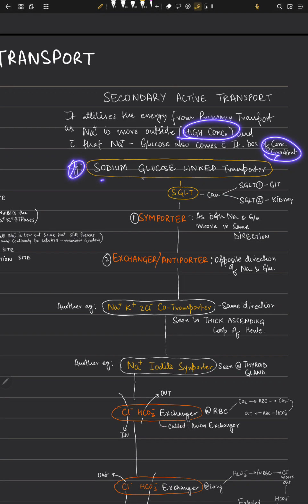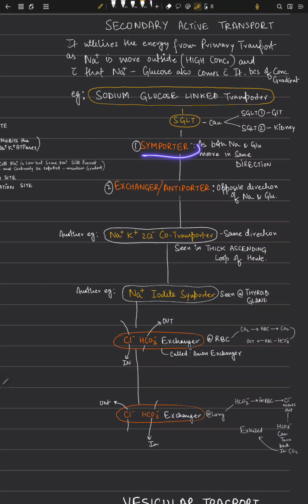Example: sodium glucose linked transport, SGLT. There can be SGLT1 and SGLT2. SGLT1 is found in the gut because you have only one gut, and SGLT2 is found in the kidney because you have two kidneys. That's how I remember it. Symporter means if one is going in, the other is going in as well, because sym means together. What is an exchanger? Antiporter. One is going out, another one is going in. Since both Na and glucose work in the same direction, it's a symporter; if the direction is opposite, we call it an antiporter.